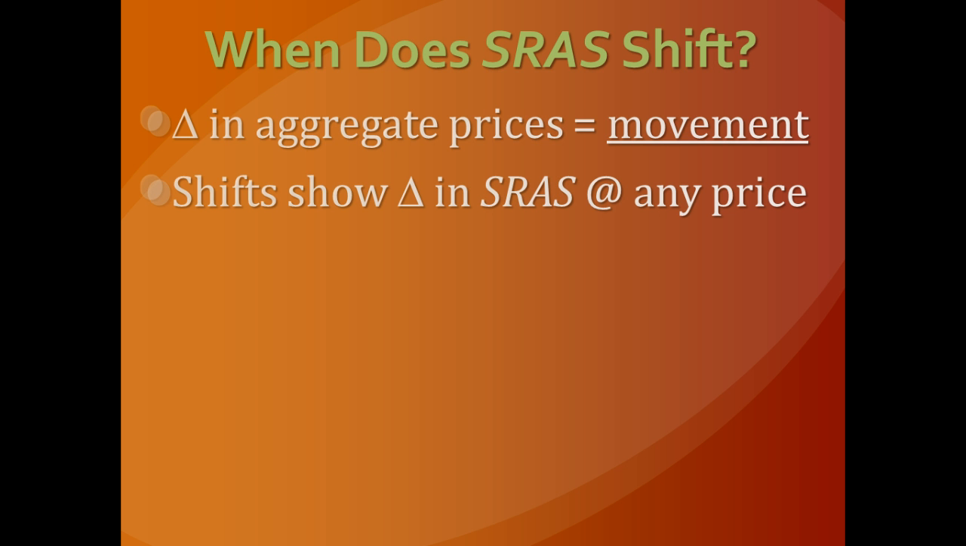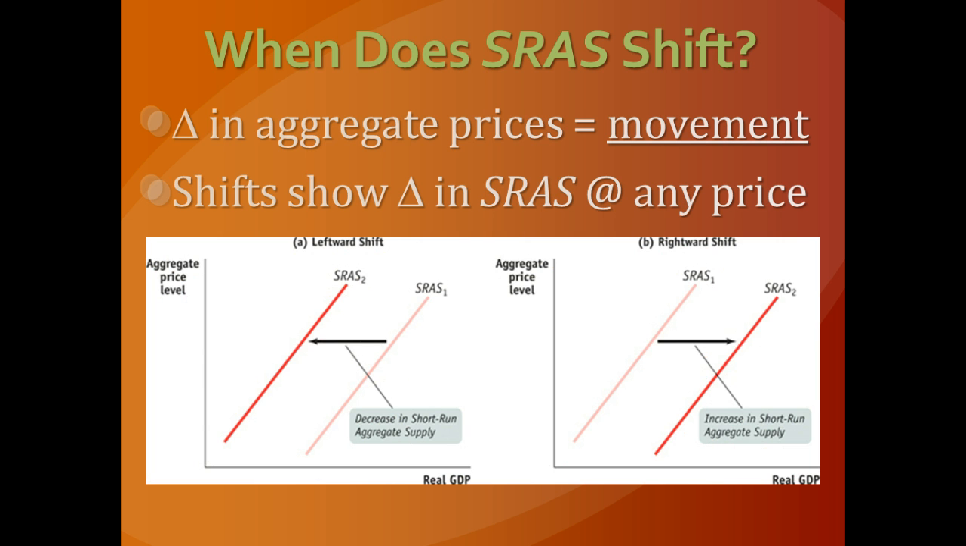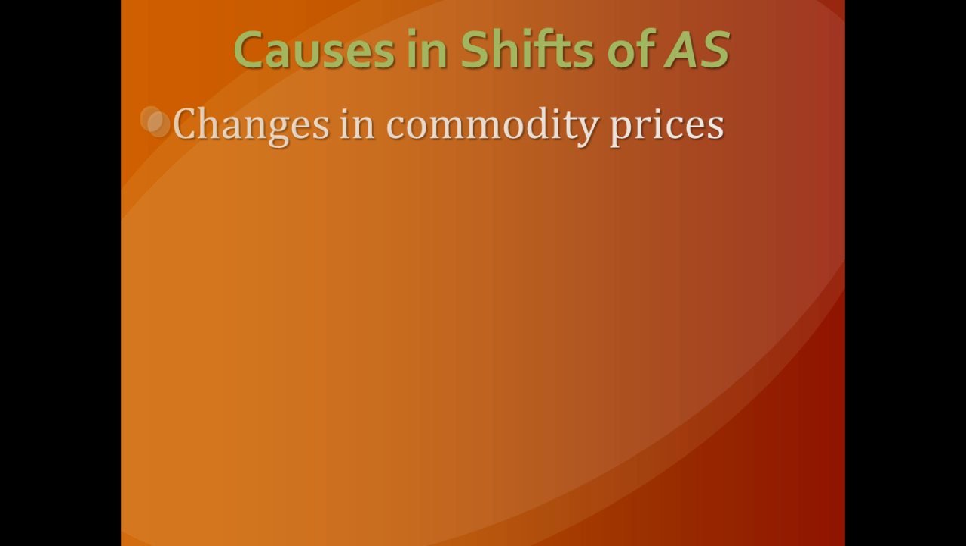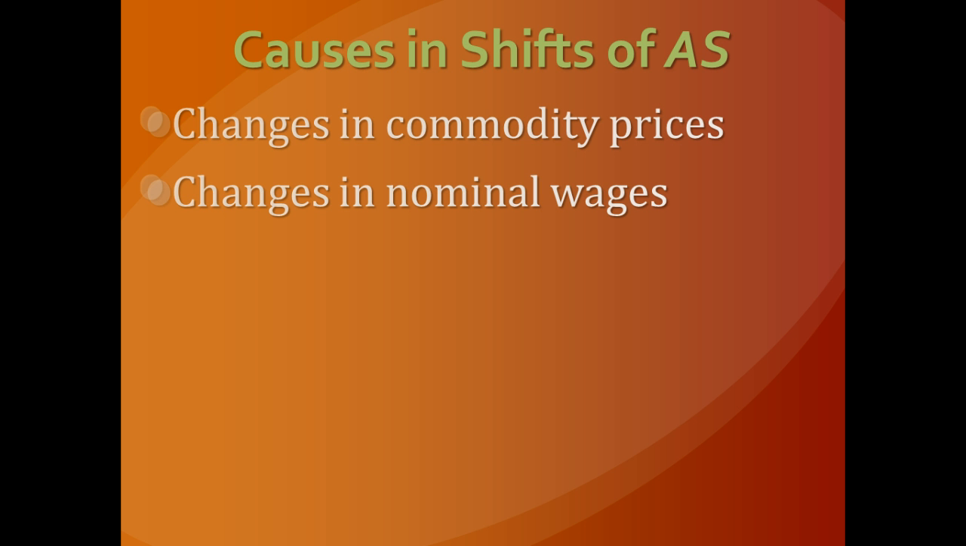If there is any other change that concerns profit motive, then we would see that there is actually a shift in the aggregate supply curve. And then we'll talk about what causes right and leftward shifts in just a second. So what causes shifts in aggregate supply? We're going to deal with each one of these. The first is changes in what are known as commodity prices. We'll talk about changes in nominal wages, and we'll talk about changes in productivity.